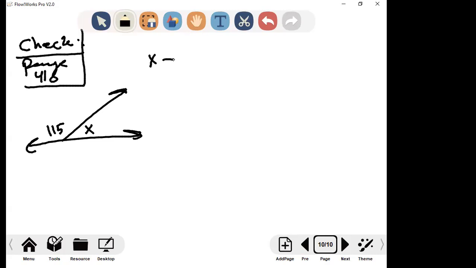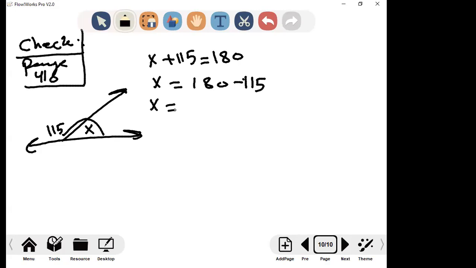So here x plus 115 equals 180 because they are on a straight angle. Now x equals how much? 180 minus 115. How much? 65, right? Now this is the angle.